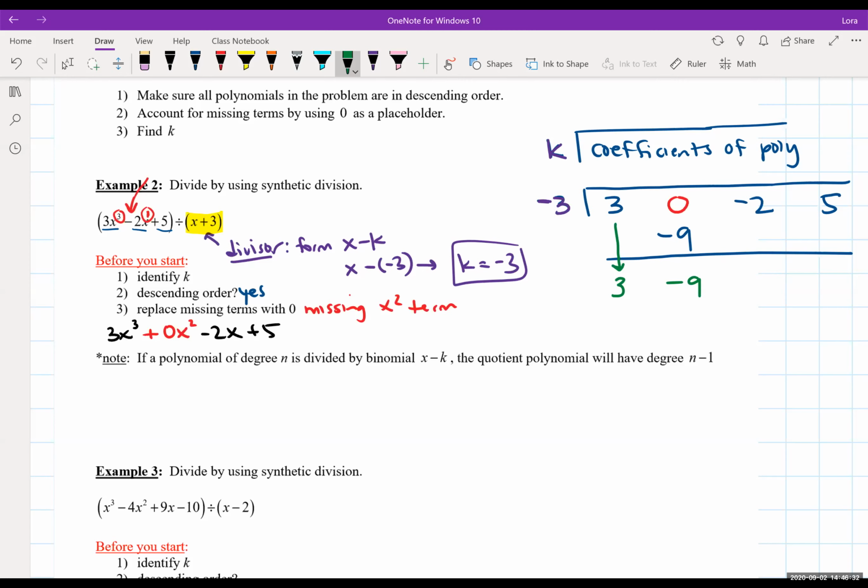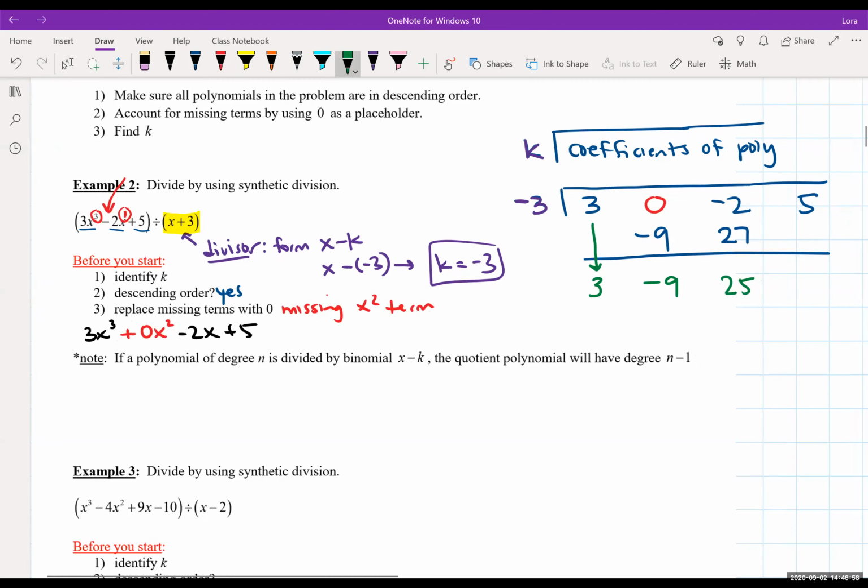Now we'll repeat. Negative 9 times negative 3. So negative 9 times negative 3 gives us a positive 27. We're going to write that underneath the next coefficient, but above the bar. Now we're going to add vertically, -2 plus 27. That should give us a 25. So we'll write that answer below.